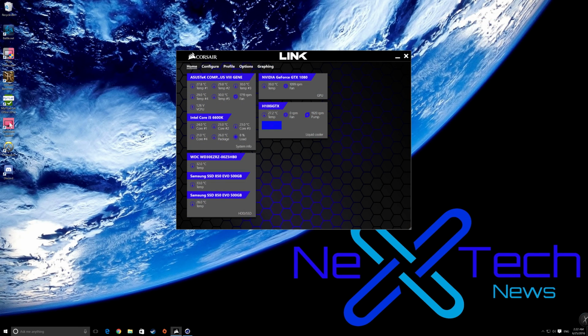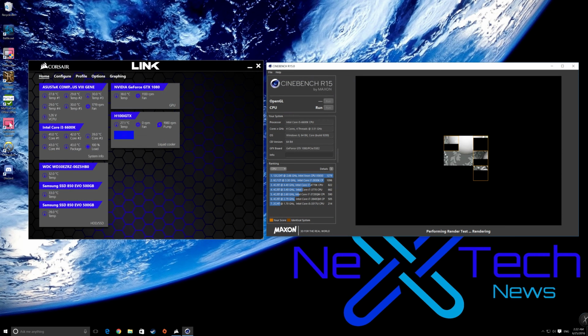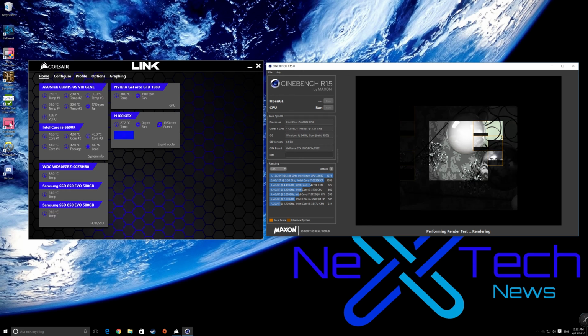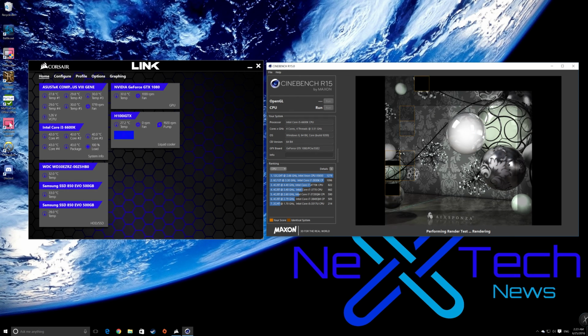So even after overclocking the CPU to 4.5 gigahertz, the CPU's temperature is still around 26 degrees Celsius, and the GPU is still sitting around the 39 to 40 degrees Celsius range. In Cinebench under 100% load, the CPU went up to about 43 degrees Celsius, which is a little bit higher than last time, but not very much. And the GPU is still at the exact same temperature as the idle.